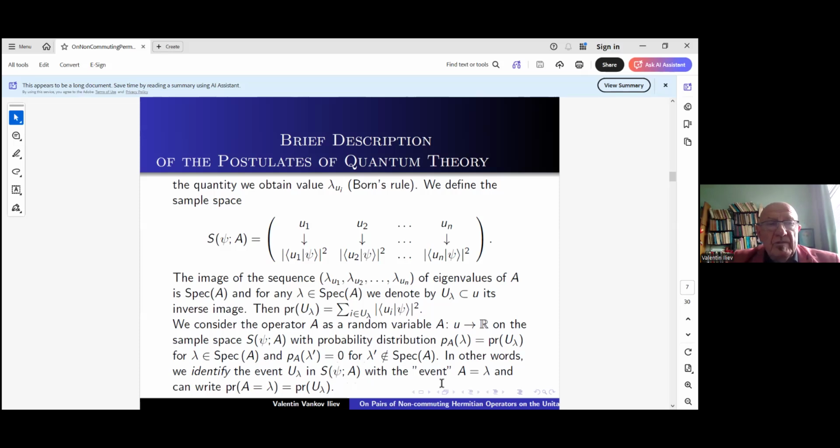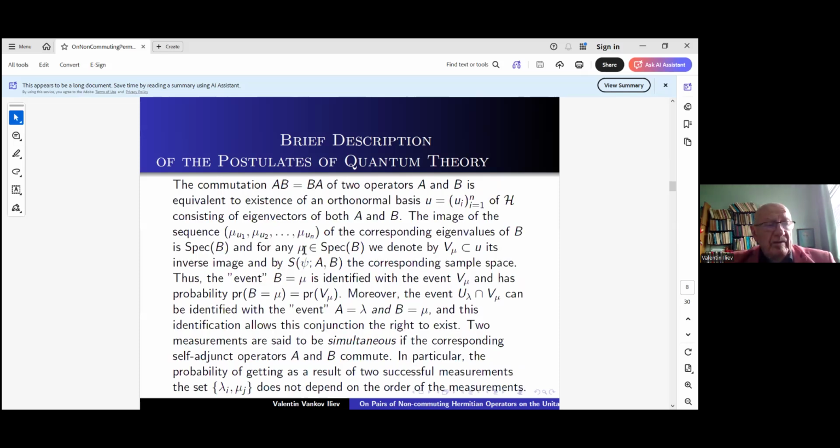In other words, we identify the event U lambda in this sample space with this event A equals lambda, with this relation, in fact, A equals lambda. Just because of this identification, we can call this relation A equals lambda also an event. And then of course, the probability of A equals lambda is just the probability of that event U lambda in the sample space. And now, what happens when two such operators commute?